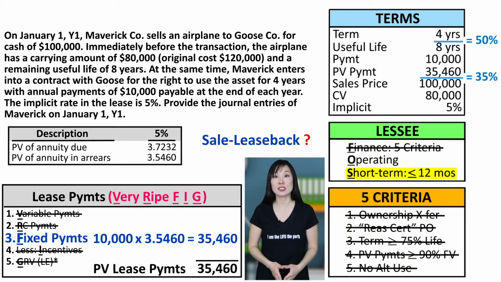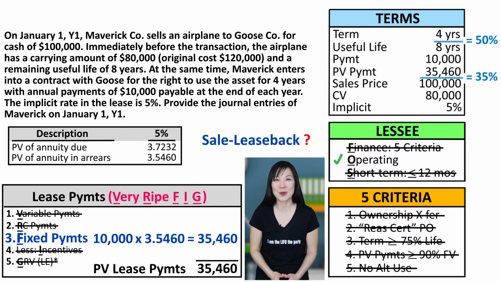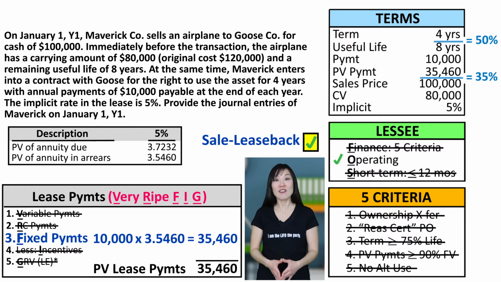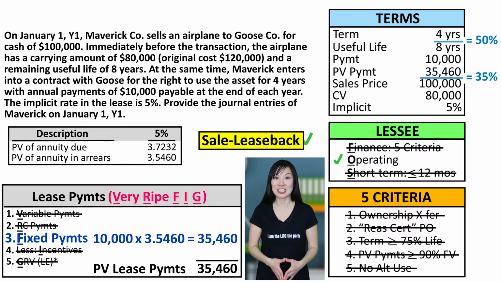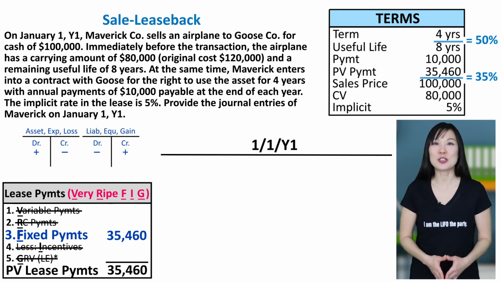And this lease also has a term of more than 12 months. It is also not a short-term lease. Then this is an operating lease, which means it qualifies as a sale-leaseback transaction. Let's do Maverick's journal entries at 11Y1, commencement.